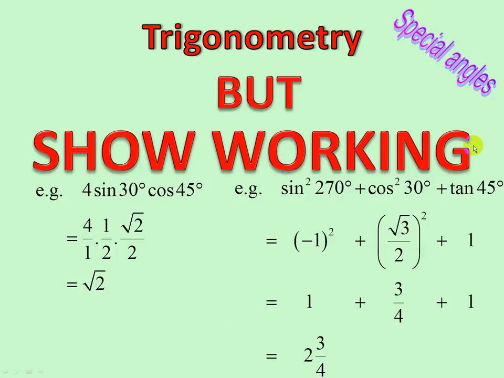There's another one, sine squared 270 degrees, so therefore negative 1 all squared, plus root 3 over 2 all squared, and 1. Square that, 1. When you square root 3 over 2, you square the top, getting 3, square the bottom, you get 4. And if you add those two together, 1 3/4, or 7 over 4.